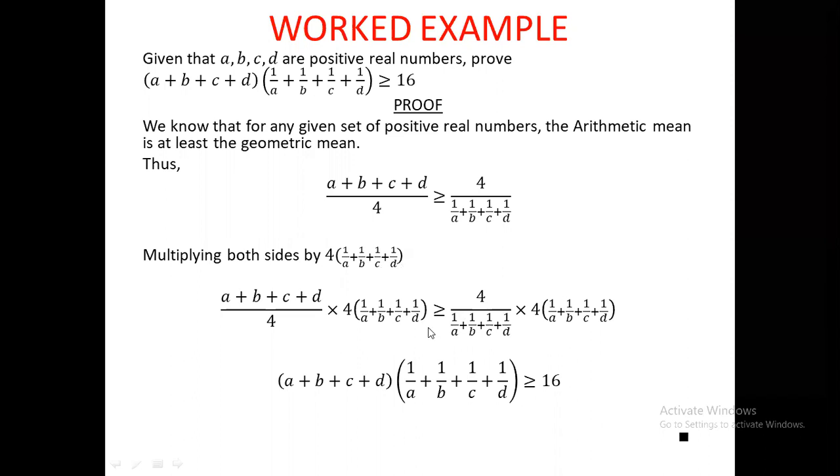So multiplying, we'll take out 4. So we're left with A plus B plus C plus D times 1 over A plus 1 over B plus 1 over C plus 1 over D. On the right-hand side, we see that 1 over A plus 1 over B plus 1 over C plus 1 over D will cancel out itself. So we're left with 4 times 4, 16. And exactly that's what we're asked to prove.